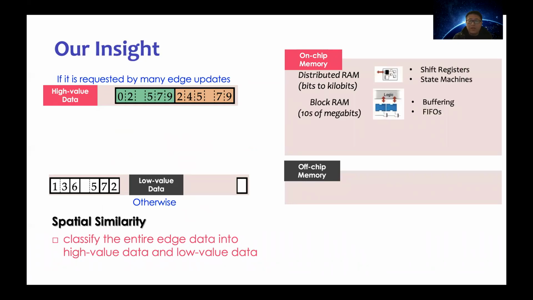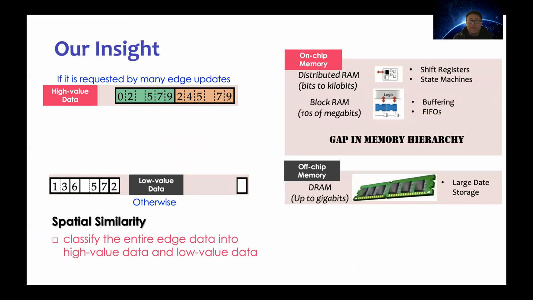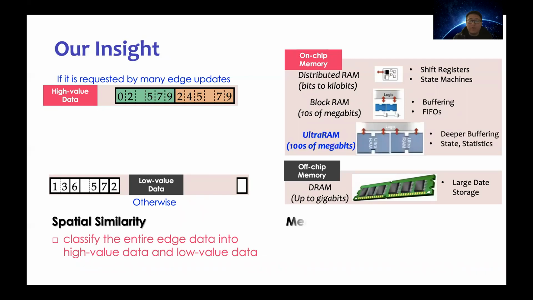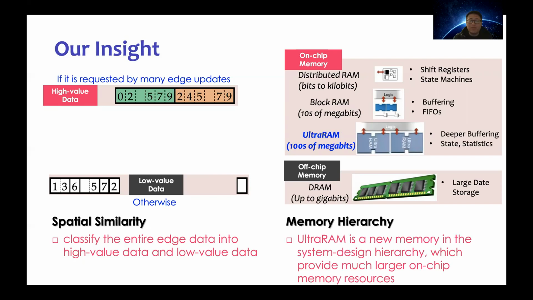There is a significant gap between FPGA on-chip memory and off-chip memory that causes problems in some applications. Fortunately, there's a new memory in the system design hierarchy, called UltraRAM, which can provide much larger on-chip memory resource to fill that gap.